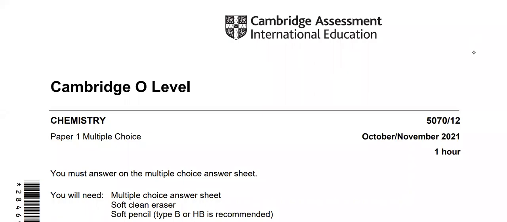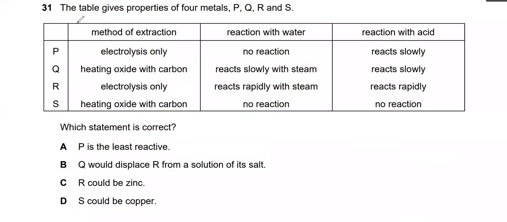In this video, we will be discussing question number 31 till 40 of October-November 2021, variant 1, 2. Question number 31, the table gives properties of the four metals P, Q, R, and S. Now, they have given us three columns. One is the method of extraction, the second is reaction with water, and the third one is reaction with acids.